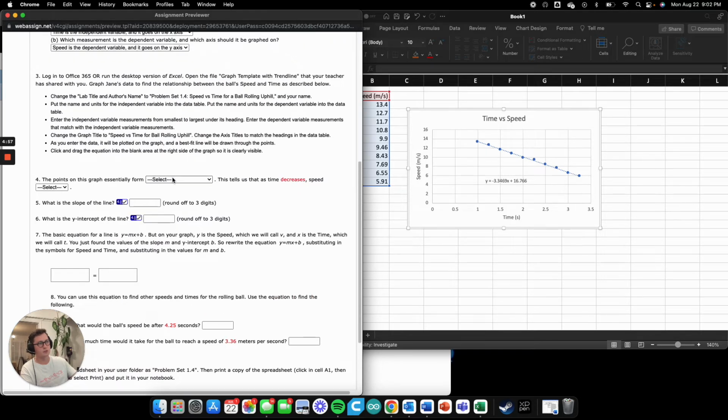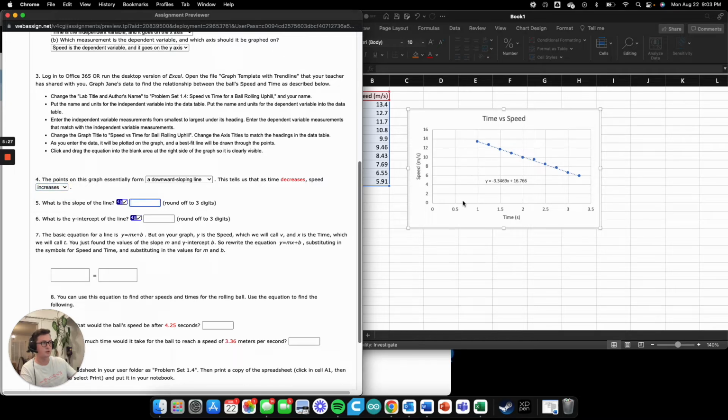So the points on the graph essentially form a downward sloping line. Okay, so it's a line that goes down. As time decreases, for example, as we go from 2 to 1.5, so we're going down, the speed increases, because when I'm at 2, it's about 10, but when I'm at 1.5, it's about 12. So it goes up as the time goes down. So that's going to be increases.